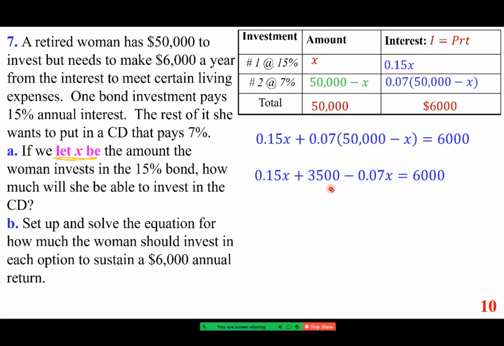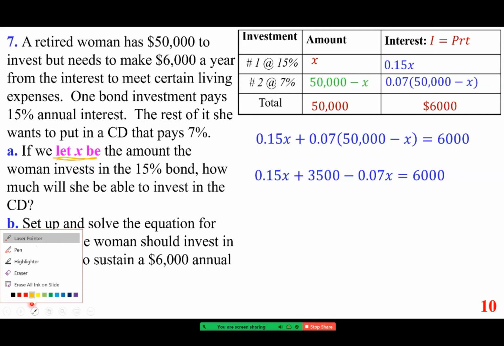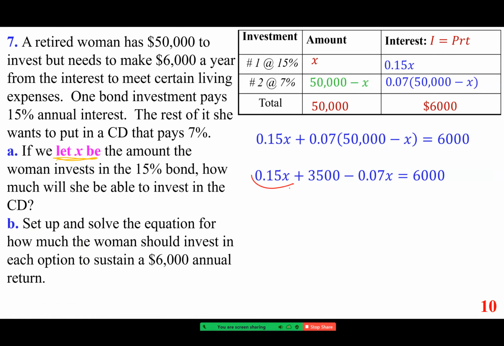Now 0.15x minus 0.07x gives us 0.08x. We subtract the 3,500 and we get 2,500 on the other side. Then we have to divide by 0.08.